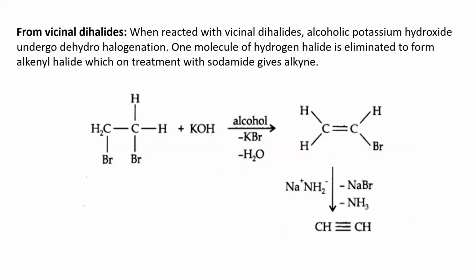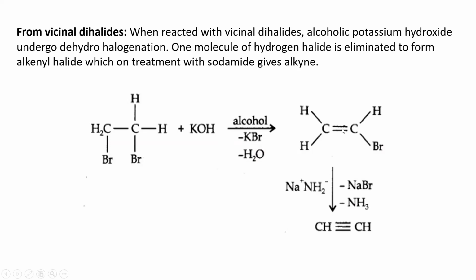Next, we can also obtain alkynes from vicinal dihalides. Vicinal dihalides on treatment with alcoholic potassium hydroxide, that is, potassium hydroxide, KOH, in alcohol, will undergo dehydrohalogenation reaction. Dehydrohalogenation reaction means removal of hydrogen as well as halogen. One molecule of hydrogen halide is eliminated to form alkynyl halide.